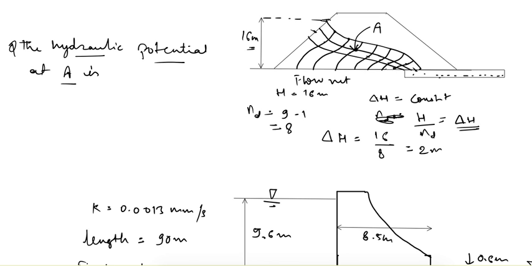Now we need to find the remaining head at point A. The remaining head is the total head minus the head lost up to point A. Up to point A, 3 drops are there, 1, 2 and 3. So the head loss will be 3 into 2 meter, since in each equipotential drop 2 meter is lost. So 3 into 2 is 6, and 16 minus 6 is 10 meters. So this is the hydraulic potential at point A.